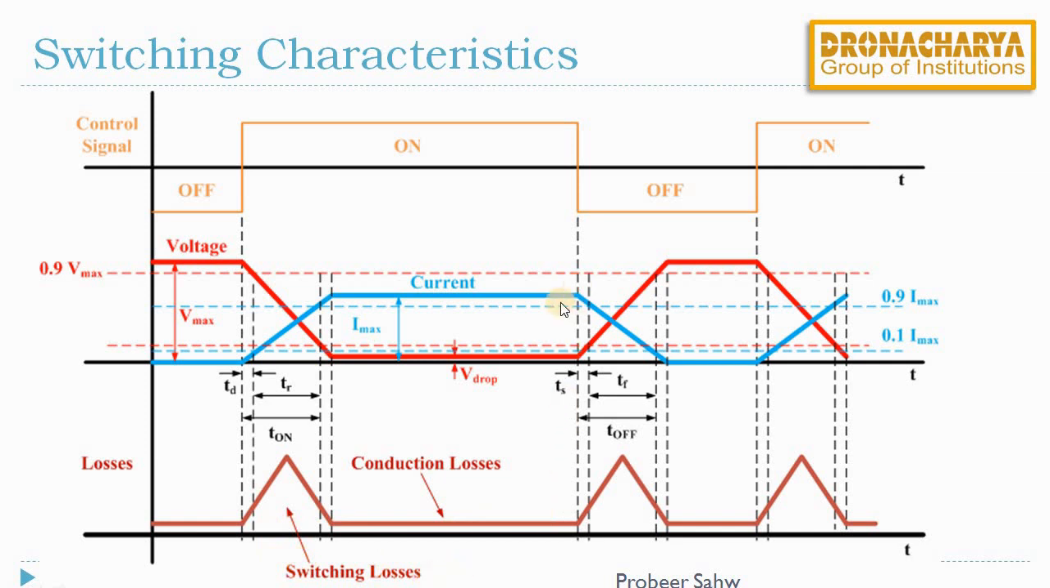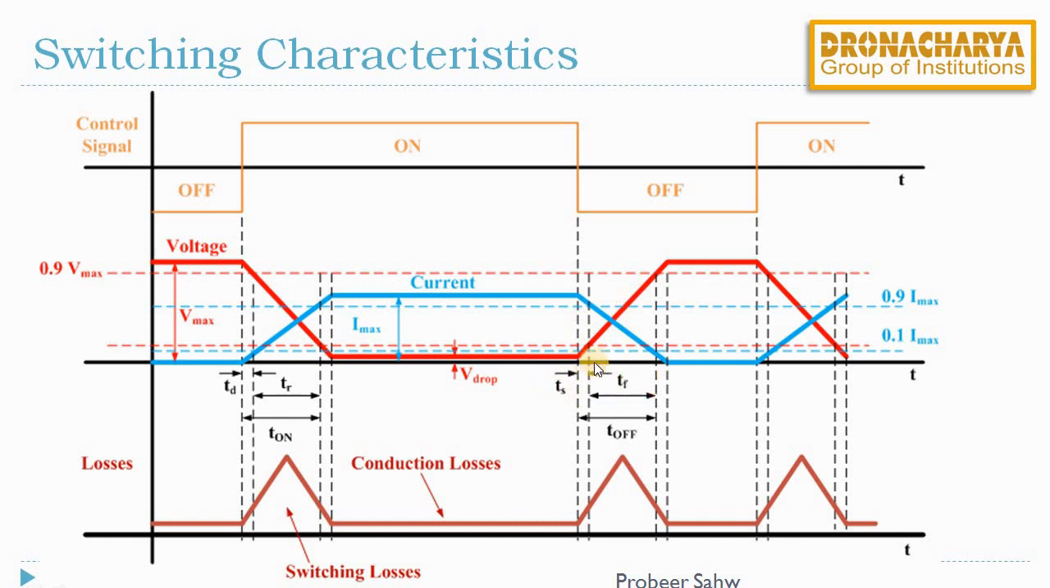Now again, if the switch is desired to be turned off, we provide a negative pulse to the switch. That is, we try to apply a reverse bias across the switch. Again, we can see the current and the voltage do not change their value instantaneously. There is a delay. So there are two times, storage time and fall time.